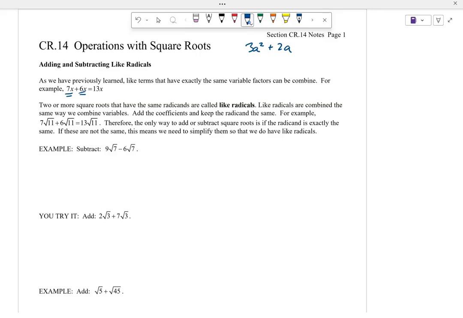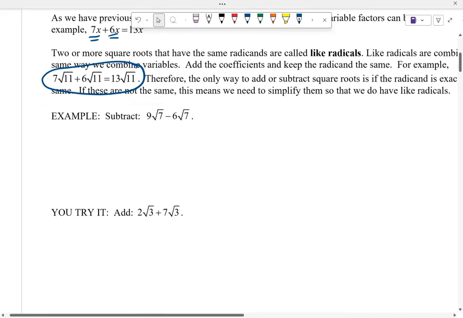Well, with radicals, they have to have the same index or root, and they have to have the same radicand, so the number underneath the radical, to be like radicals. That's the requirement. So for example, here I'm showing 7 square root of 11 plus 6 square root of 11. There's 13 of those square root 11s. Right? The first example, 9 root 7 minus 6 root 7.